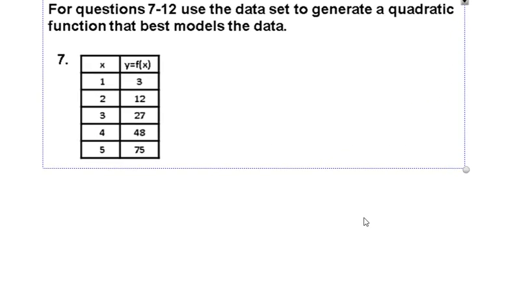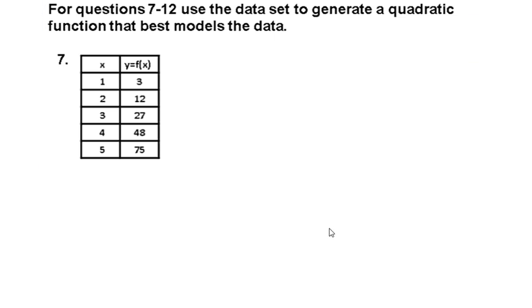All right. Anyway, let's go over this next set, 7 through 12. Use the data set to generate a quadratic function that best models the data. So now for this set, we're told that these are quadratic functions. So we're going to go to our first differences first.